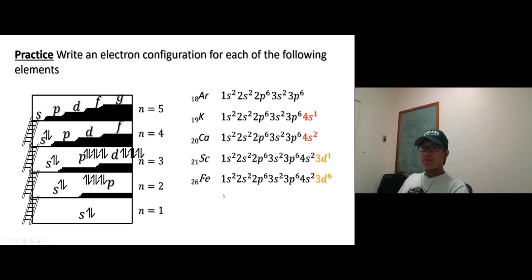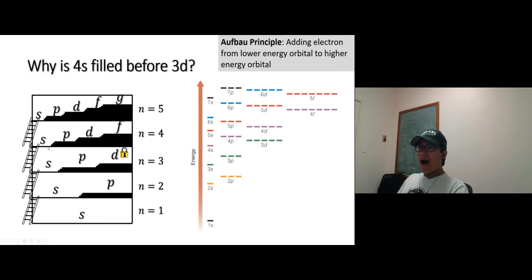Speaking of the d orbital opening, why do we have to fill 4s first to open the 3d orbital? If you still remember, this is the Aufbau principle. He's a physicist's name, and he said that electrons have to be added from the lowest energy orbital to higher energy orbitals. We start filling up electrons from the lowest energy orbital because it's the most stable. Now, you go to 2s, 2p. Once 2p is full, you go to 3s. Once 3s is full, go to 3p.